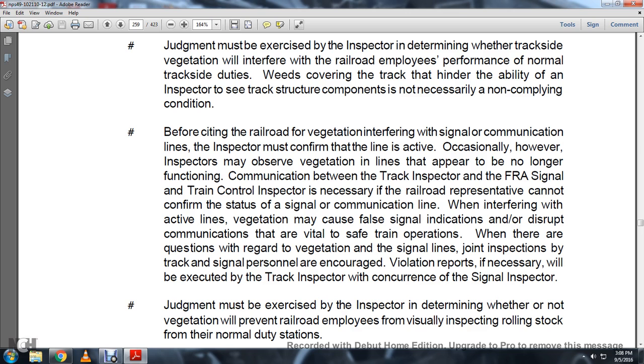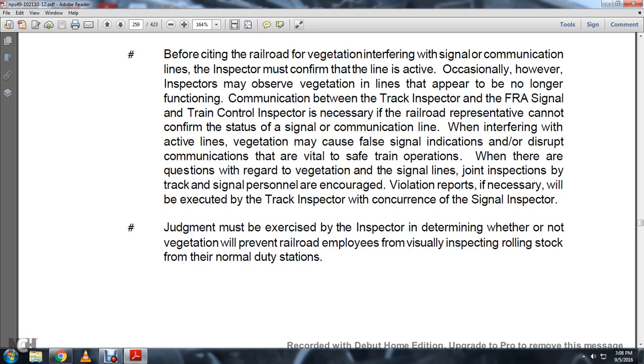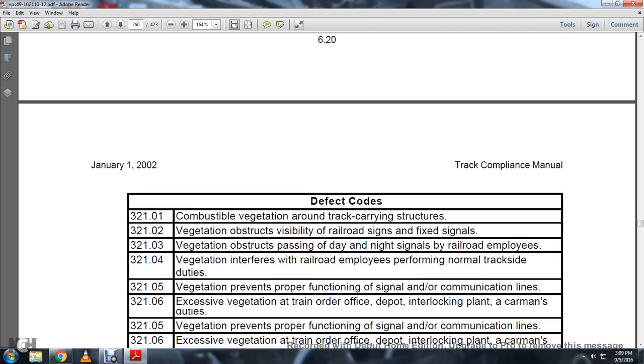The railroad representative should be informed that vegetation interfering with the actual signal communication line may cause false signal indications or disrupt communications that are vital to safe train operation. Whether they are questioned in regard to vegetation, signal lines, or joint inspection, track and signal personnel are encouraged to be involved with the violation report. If necessary, it will be executed by the track inspector with the concurrence of the signal inspector. Judgment must be exercised by the inspector to determine whether or not the vegetation interferes with railroad employees visually inspecting rolling stock from normal duty stations.